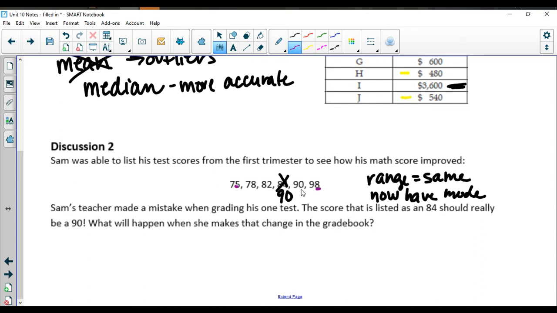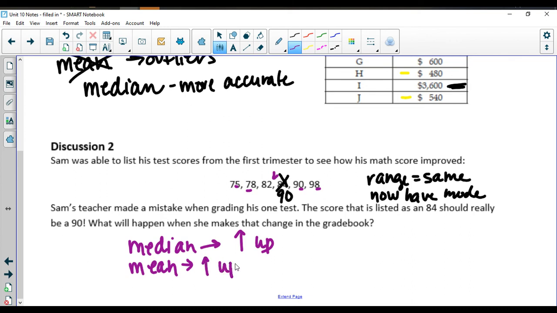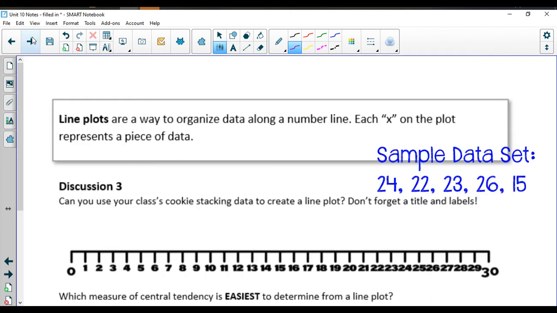Talking about the median, if you look at this data set and go from the outside to the inside, our median is actually going to go up, because before it was between 82 and 84, and now it's between 82 and 90. So the median will go up. And if we talk about the mean, because the score is drastically higher, 6 points higher, that's going to make the mean go up in his grade book too. So his overall score, if she looks at the mean for his grade, would actually go up.